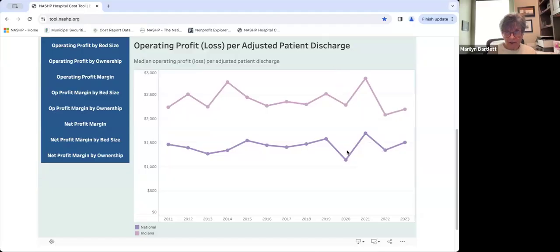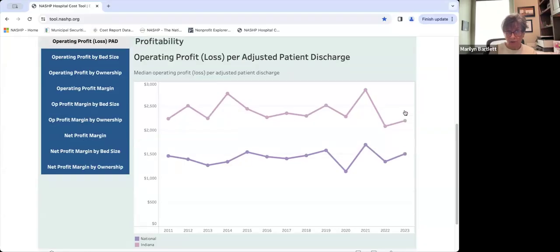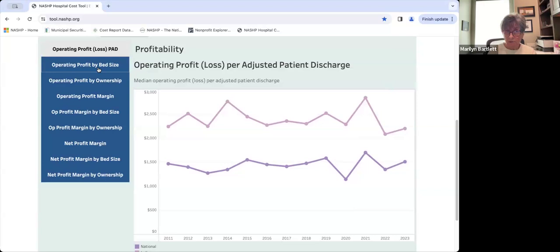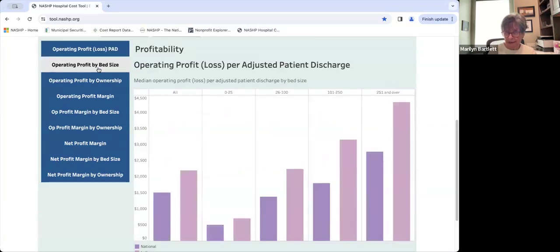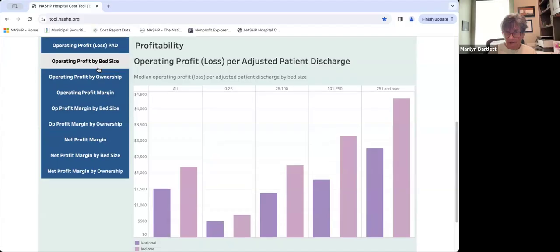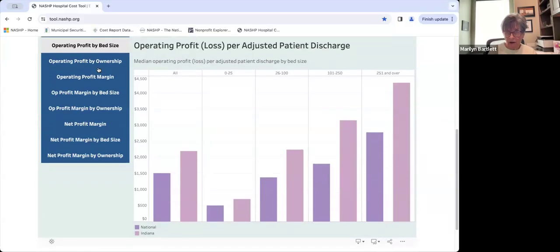So you look at national here, and this is the operating profit or loss per adjusted discharge. And with Indiana, you can see how many hospitals, you can see the median operating profit or loss per discharge. Again, just as we saw before, we're going to drill down by bed size. And this first one shows you that operating profit or loss per adjusted discharge. You can start seeing the variance here in these 16 hospitals compared to national. And you can see that they're all a little bit higher.